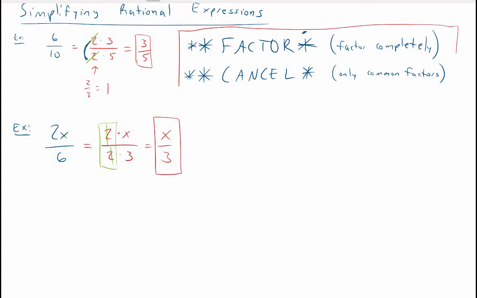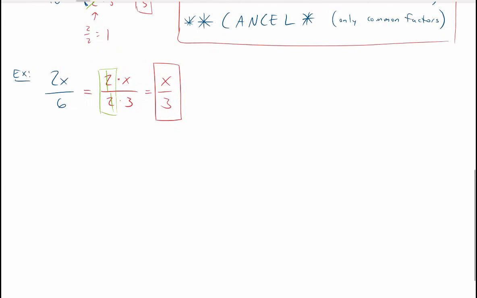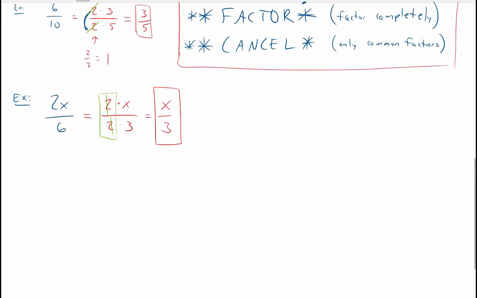Anytime I want to simplify a rational expression, there are only 2 steps. Factor it completely, then simplify. Let's look at another example here.